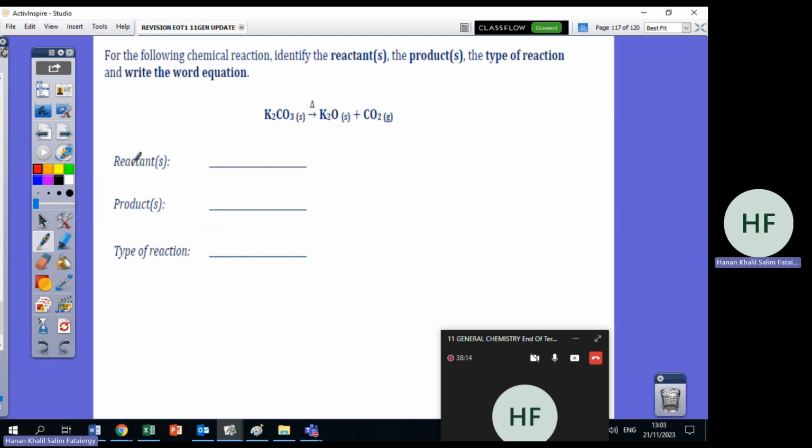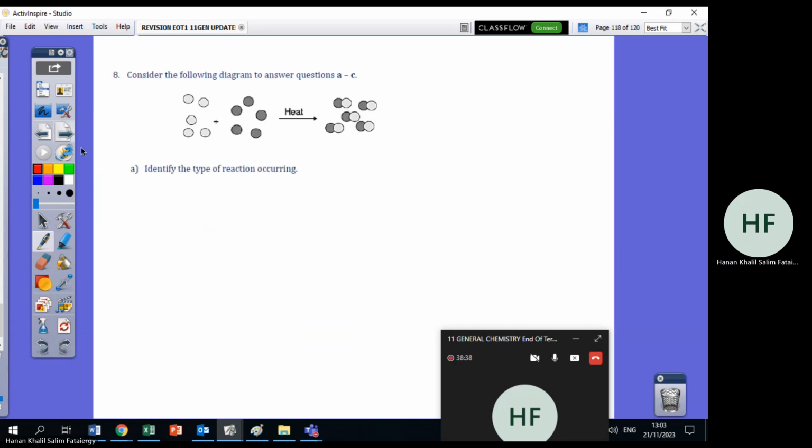Okay, what are the reactants? K2CO3 solid. What are the products? K2O plus CO2. شو نوع الرياكشن؟ One reactant is divided into two, so this is destroy or decomposition. لو سألني شو يعني هاي المثلث؟ هاي مثلث يعني heat. يلا okay, we have two reactants and one single product, so this is synthesis.